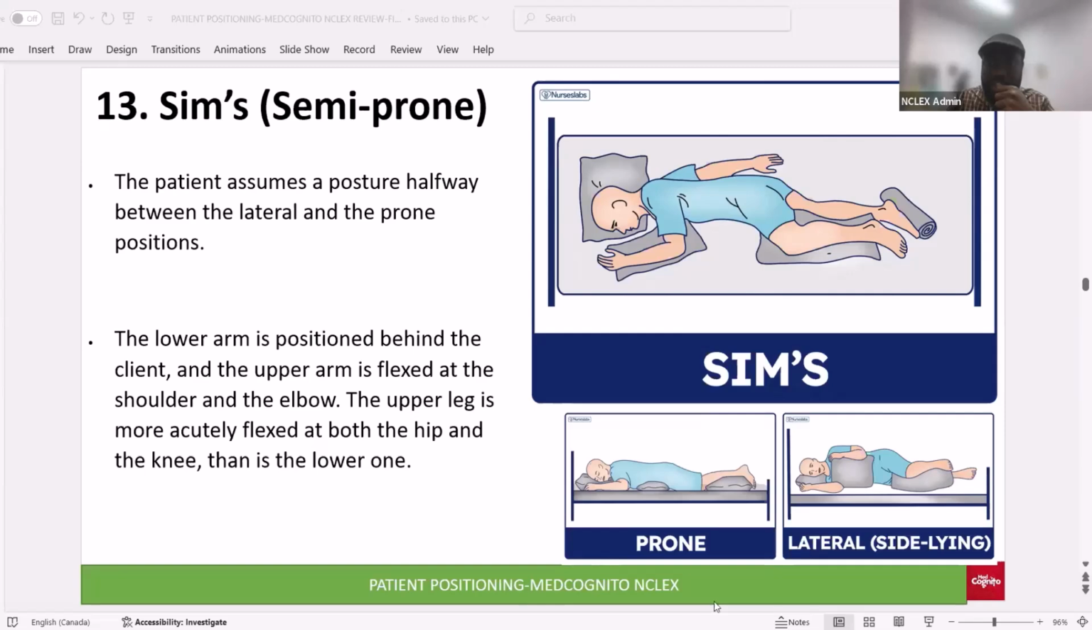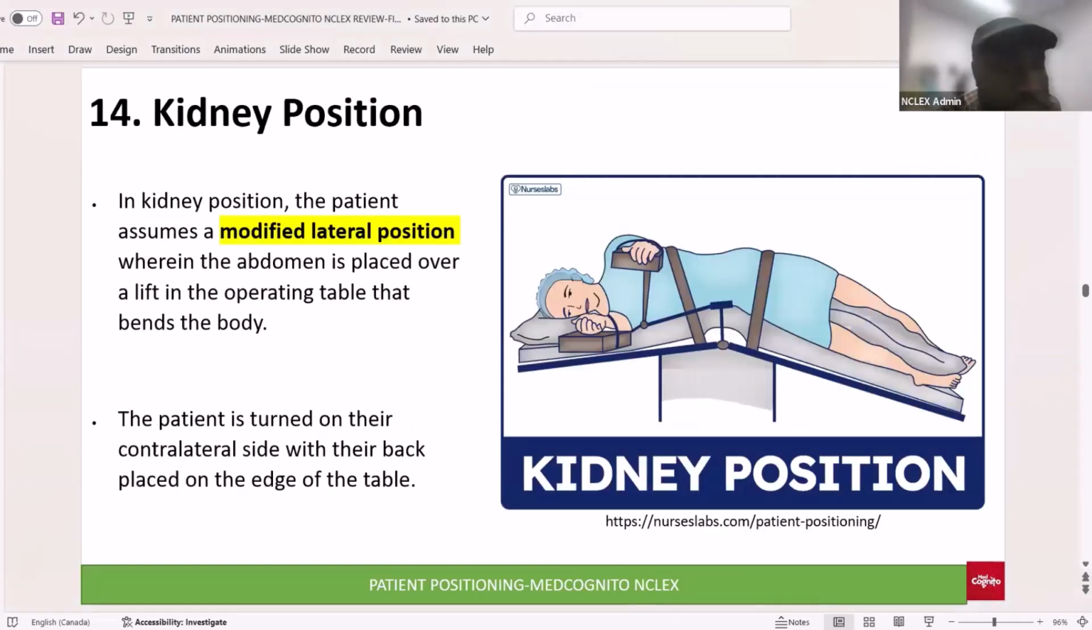Let's go to the next position. This is what we call the kidney position. In the kidney position, the patient assumes a modified lateral position. So it looks like the patient is on the lateral side, and the abdomen is placed over the left and the operating table that bends the body. So just think about somebody in the lateral position, but then the body is a bit bent.